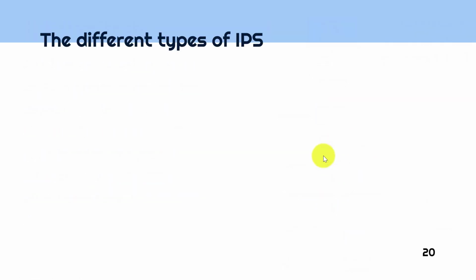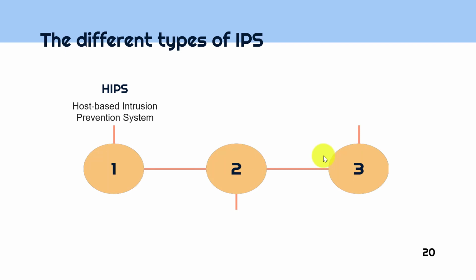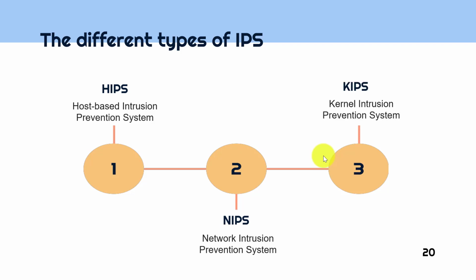And now we see the different types of IPS. The first one is HIPS, host-based intrusion prevention system. The second one, NIPS, network intrusion prevention system. And the last one, KIPS, kernel intrusion prevention system. The first one is HIPS.